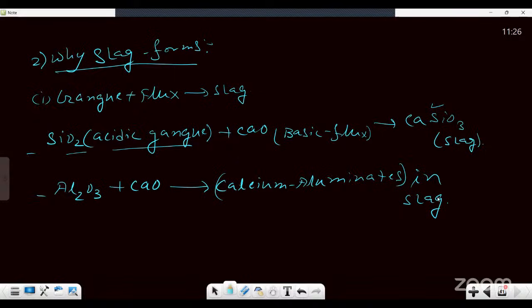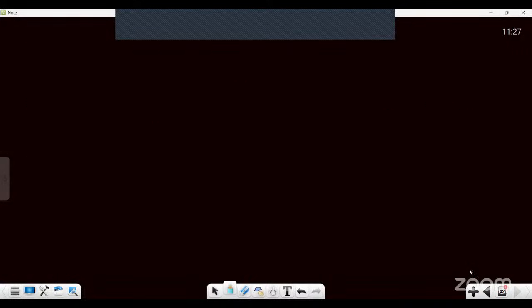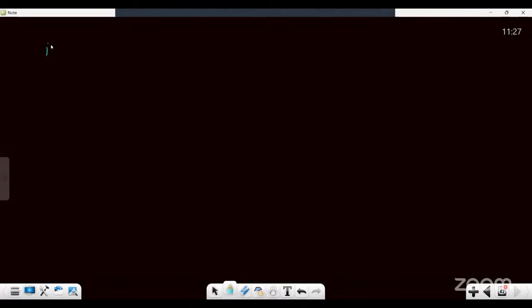Now we will basically understand the dephosphorization in basic slag. Very important step.